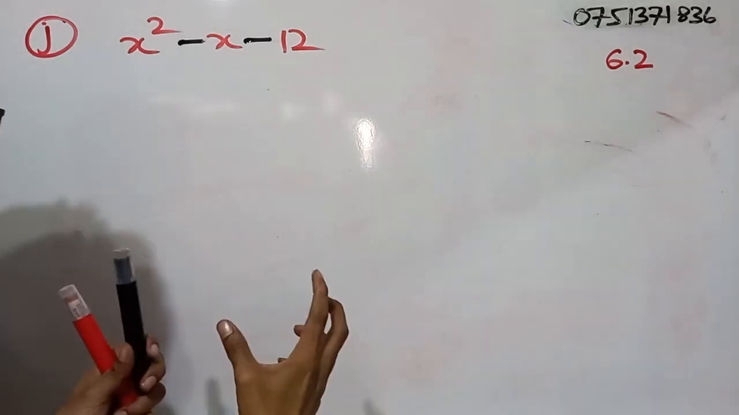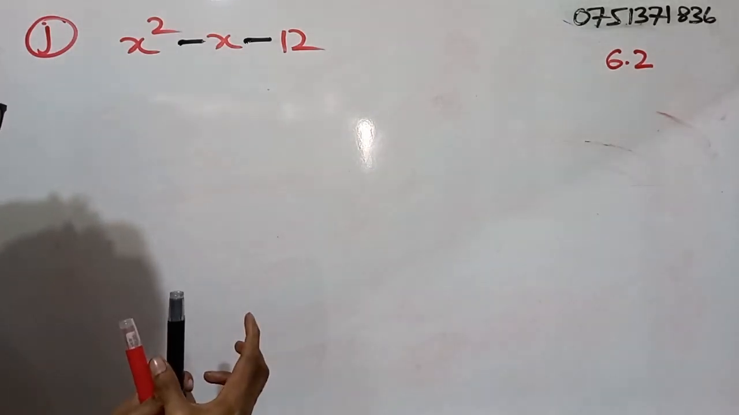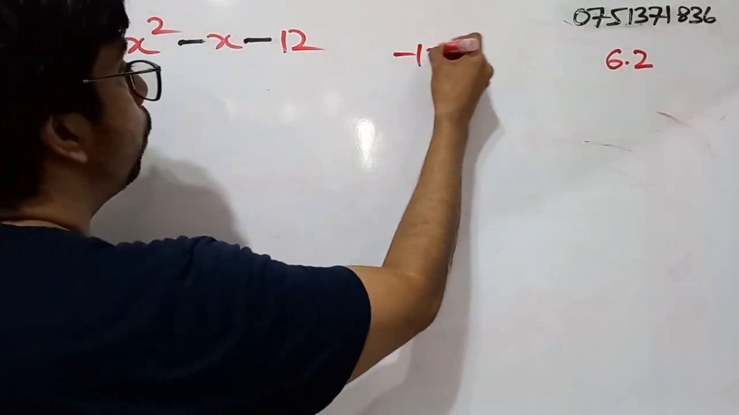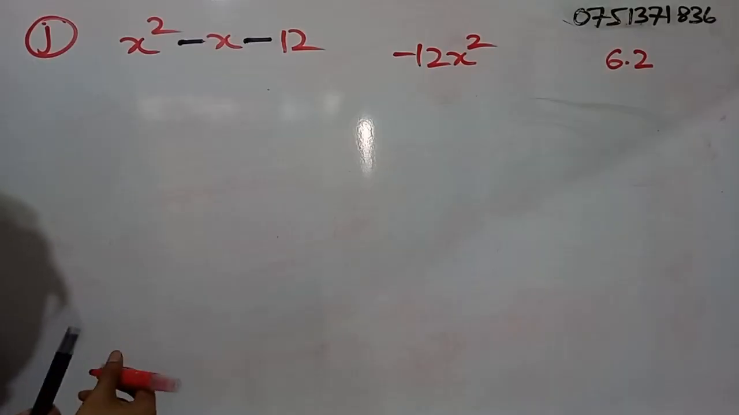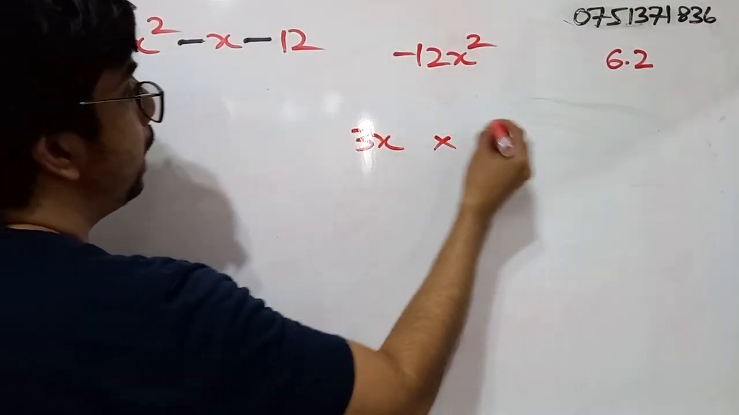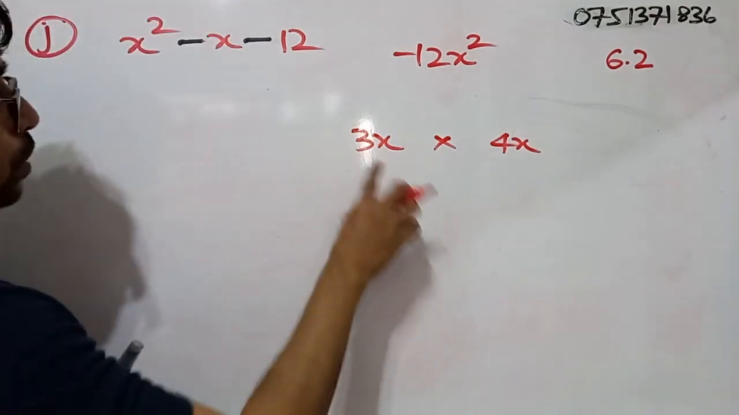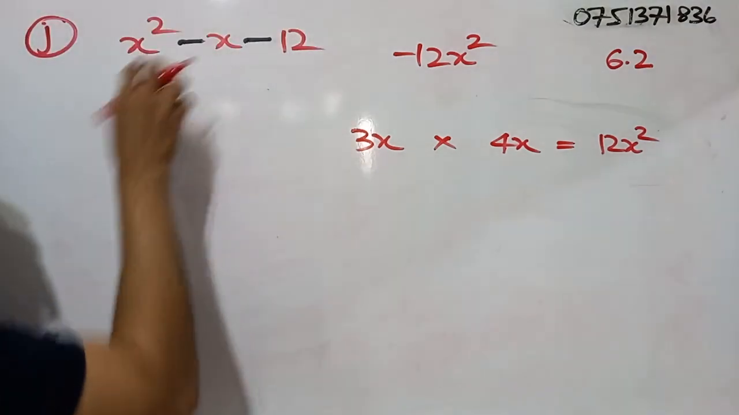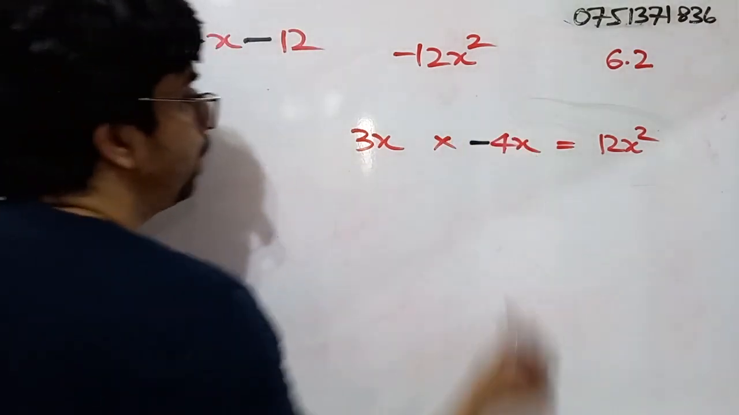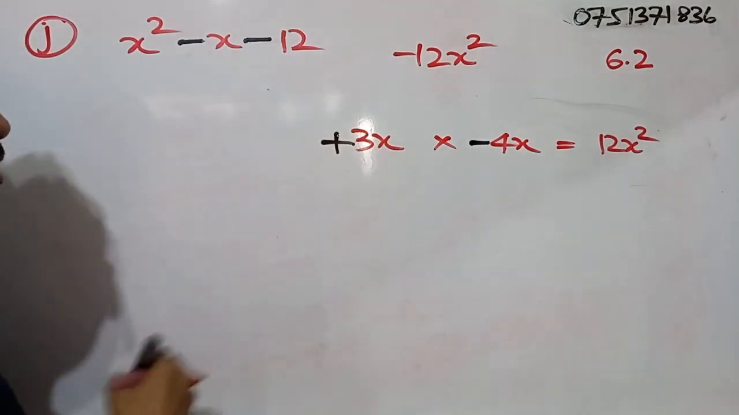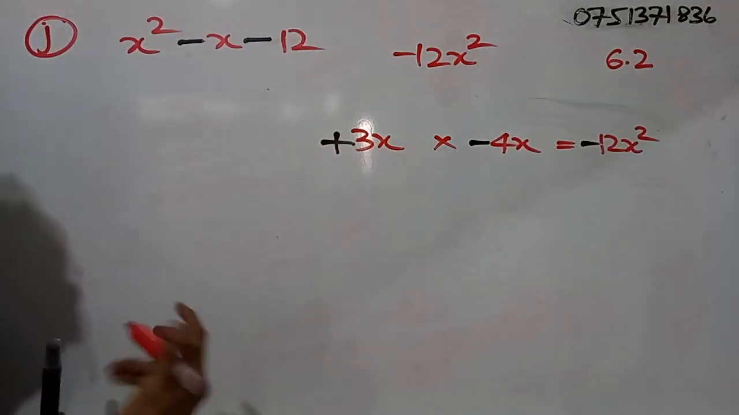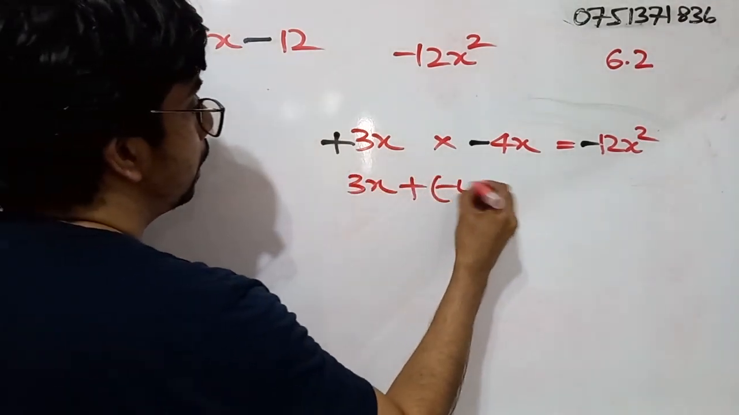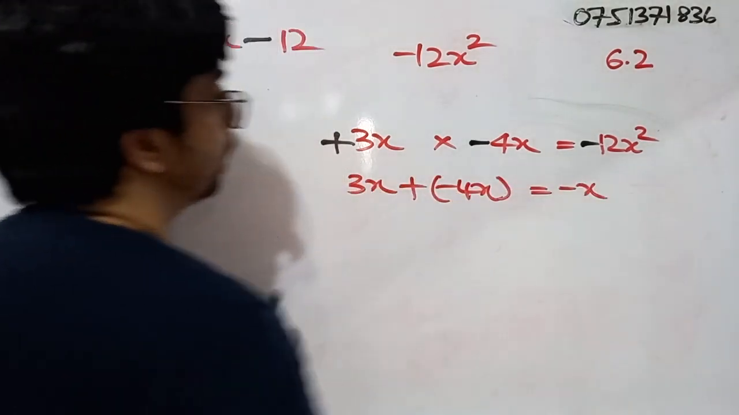Now here, this is minus, this is also minus. That means out of the two factors, the larger one should be what? A negative one. So when we multiply them, what do we get? Negative 12x squared. So what are the two factors? 3x and 4x, no? So when we multiply these two, what do we get? 12x squared. This is minus. That means the larger factor should be minus and the other one should be positive. So the outcome is what? Minus as well. Negative 12x squared. So when we add them, what do we get? 3x plus negative 4x. We will be getting negative x.